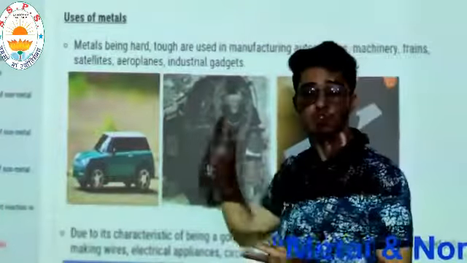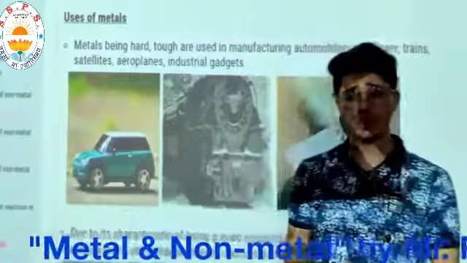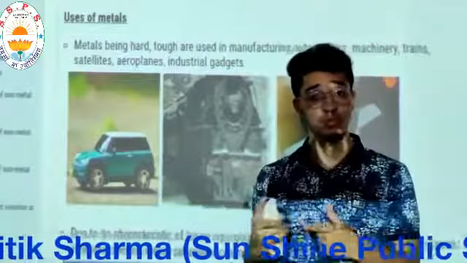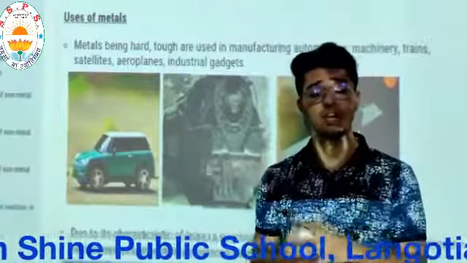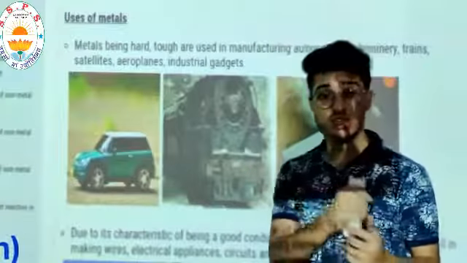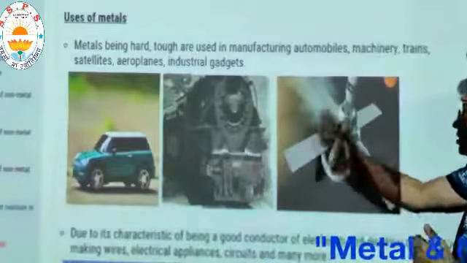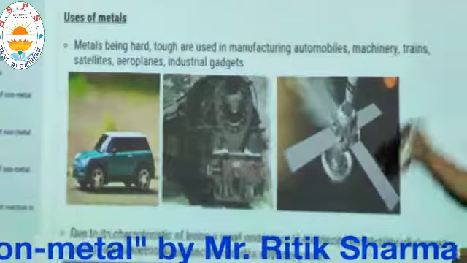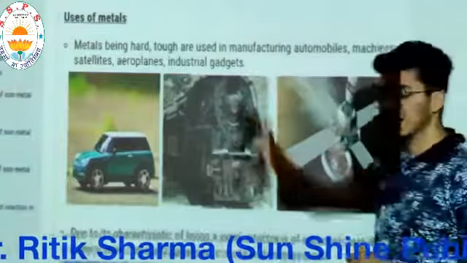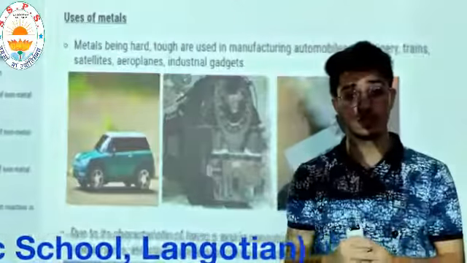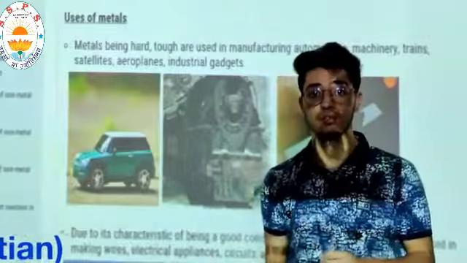Now we have uses of metal. For the uses of metal, let's recall the properties of metal. The first property of metal was metals are hard and tough. So that's why, because metals are hard and tough, they are used in the manufacturing of automobiles, machinery, trains, satellites, airplanes, industrial gadgets and many more things. Why? Because they are hard and tough.